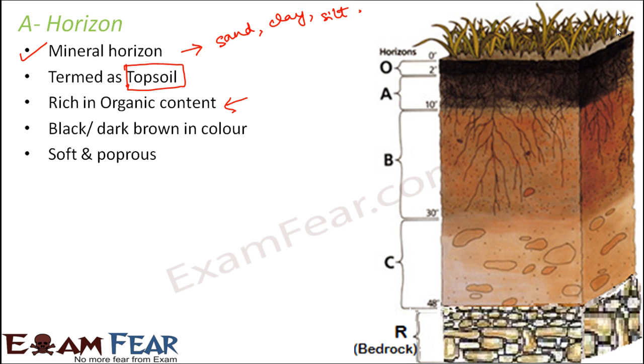Looking at its properties, it is soft and porous. So if you actually feel the texture of the soil of this A horizon, you'll see that it is soft and also porous. Now, what is the meaning of porous? That means it has a lot of pores in it. When you have a lot of pores, it allows water to pass through. So when you water the plants, you put water on the soil, and the water can easily pass through the A horizon and reach the B horizon.